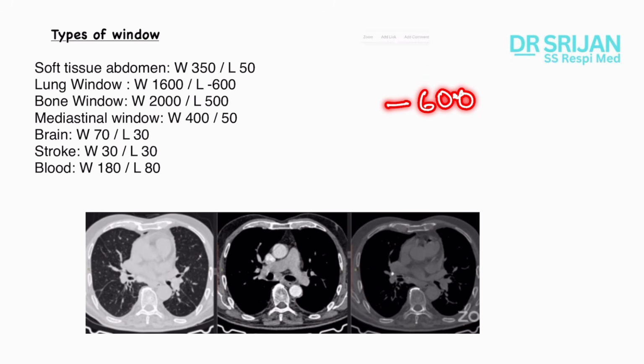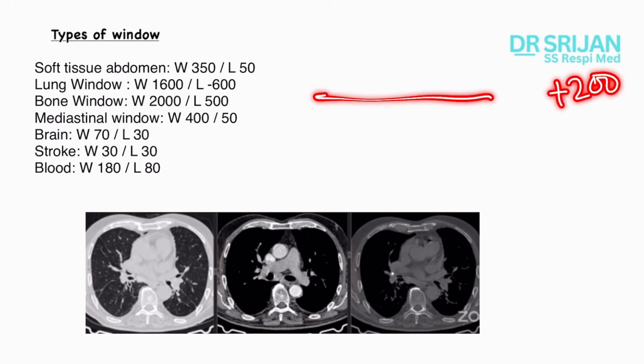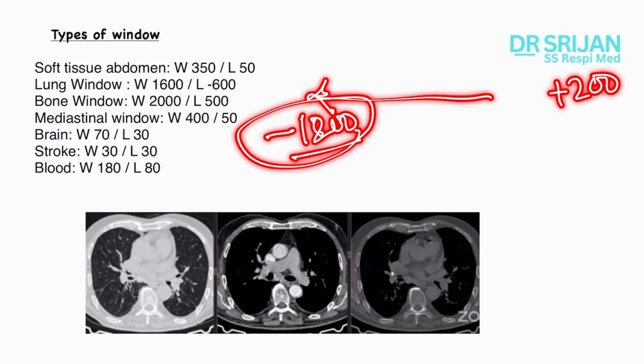So what is going to happen? From here it will be minus 600 plus 800, that is around plus 200, and from the other side it will be minus 600 minus 800, which crosses to minus 1400 Hounsfield unit. Everything beyond this is going to look black.